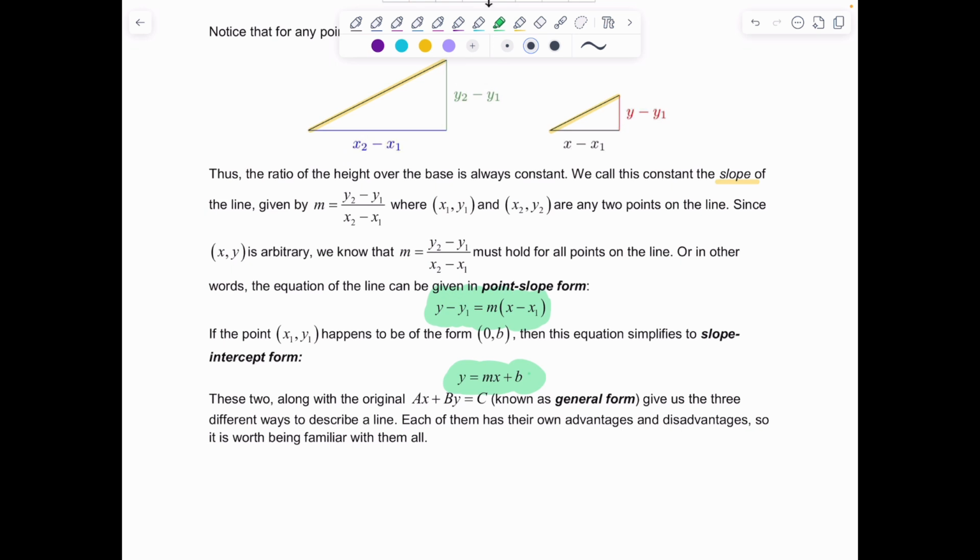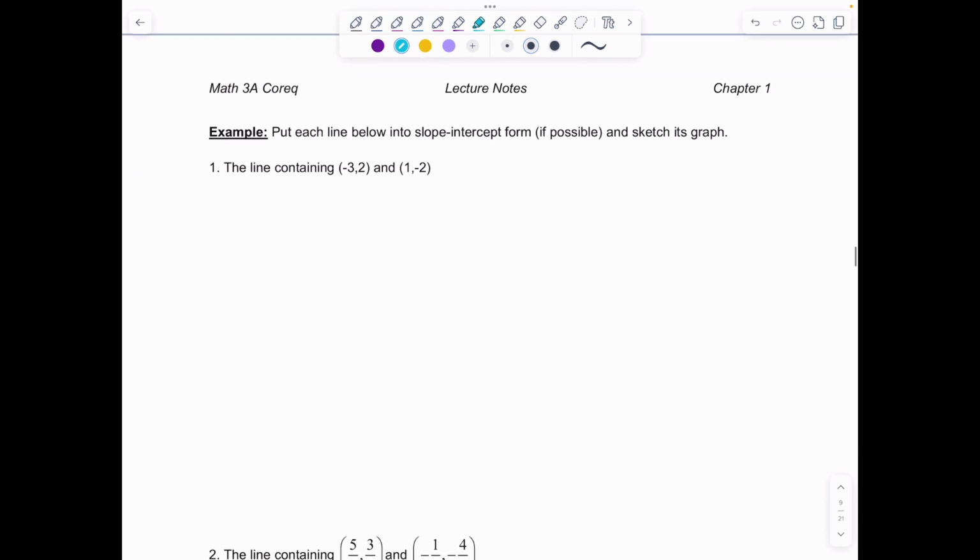That's where it's at. Now these two, along with general form, which we've talked about earlier, give us the three different ways to describe a line. And each of them has their own advantages and disadvantages. So you need to know how to work with all three forms, okay? Very good. So let's look at some examples now.